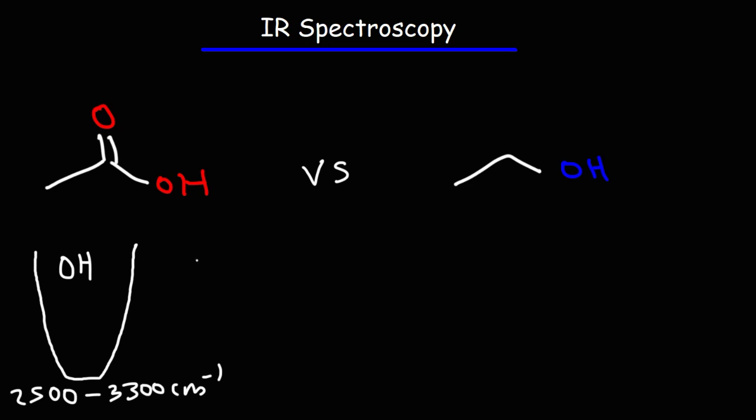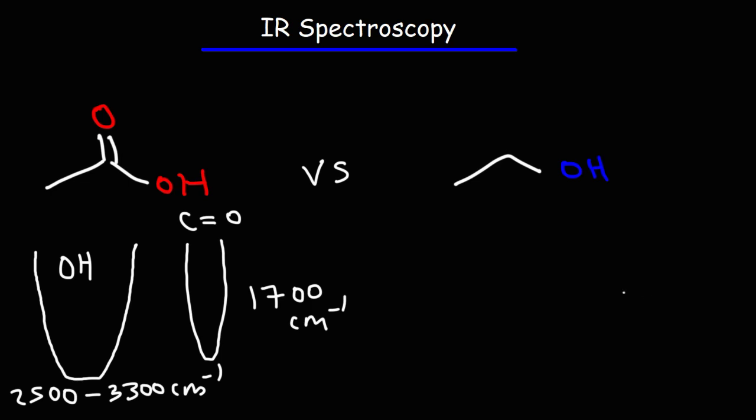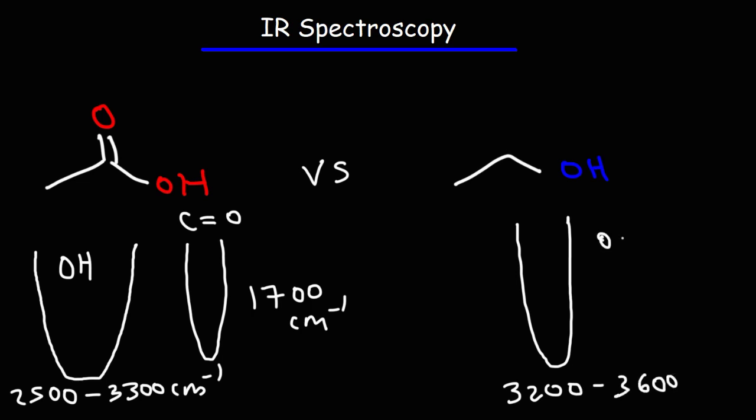Now, the carboxylic acid also has a very strong CO stretch. And the CO stretch shows up at a signal of 1700 wave numbers. Now, you may want to write these numbers down because you'll need them in order to identify these functional groups in IR spectrums. Now, the alcohol only has the OH group. So it has a strong absorption around 3200 to 3600. So that's the OH stretch of the alcohol group.